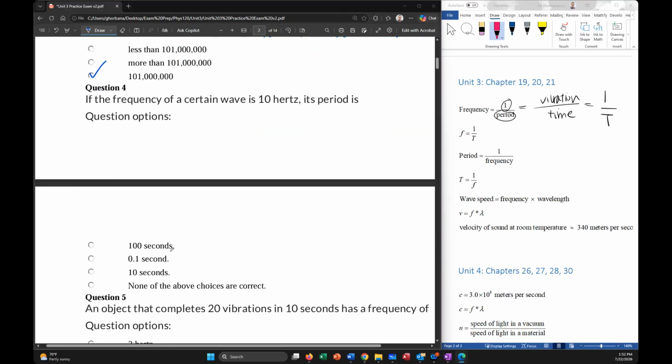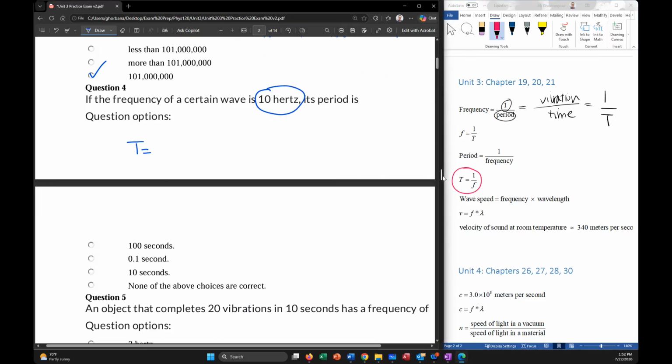Number 4: if the frequency of a certain wave is 10 hertz, its period is? Look at the formula on the right. The period T is equal to 1 over the frequency. We already have the frequency, which is 10 hertz, so we plug it in: 1 over 10 hertz. When we calculate this, 1 divided by 10 is 0.1. So the correct answer is 0.1 second.